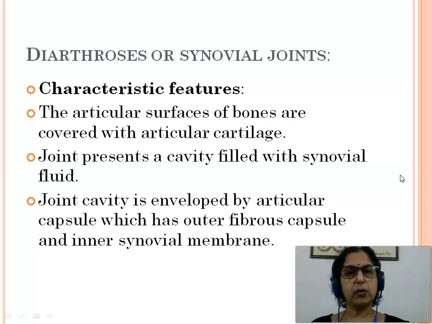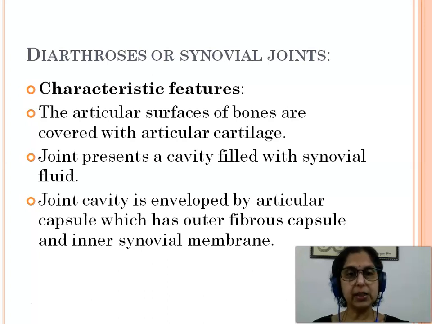Diarthrosis or synovial joints have a few characteristic features. These are freely movable joints. The articular surfaces of the bones are covered with articular cartilage. This is hyaline type of articular cartilage. The joint permits free movement as it presents a cavity filled with synovial fluid.